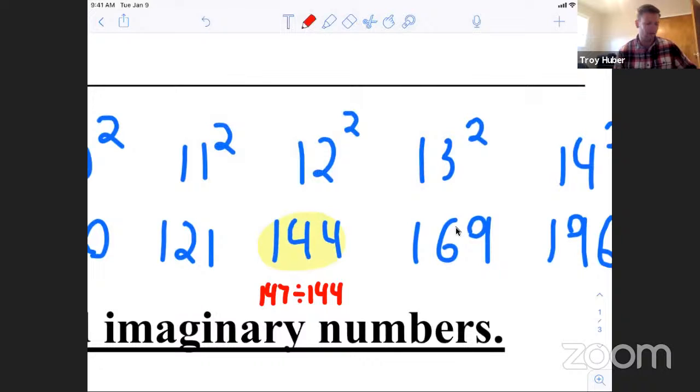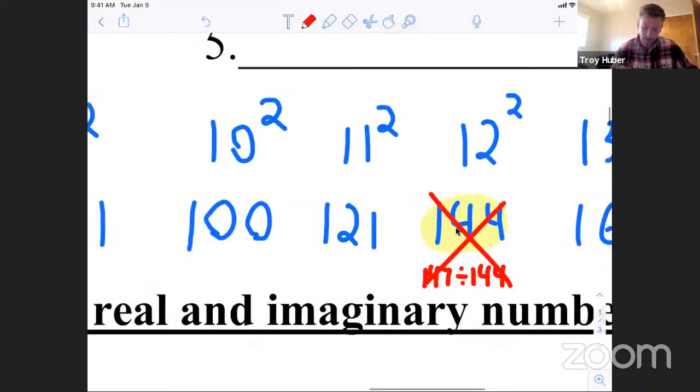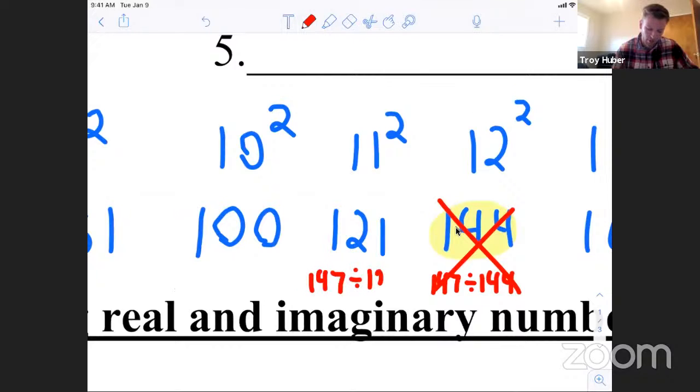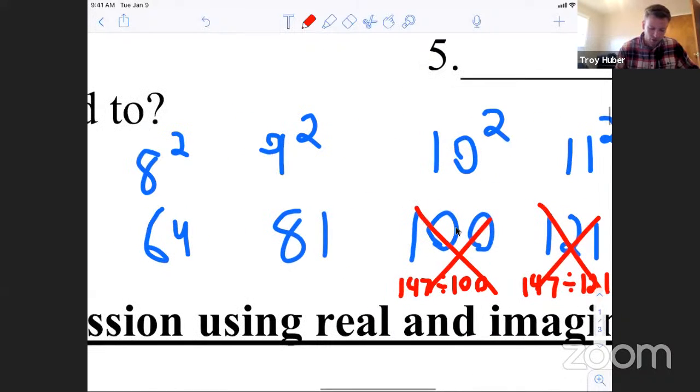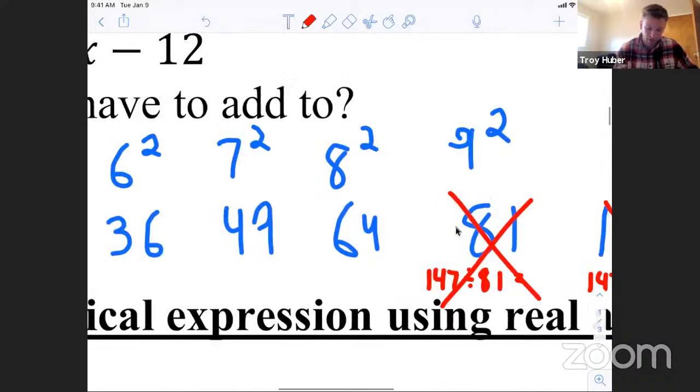Go ahead, type that in, 147 divided by 144. Ooh, not so nice of an answer. I got like 1.020833333. If you get any sort of decimal, that is not the one we want, and then we move to the next one. So now I'm going to do 147 divided by 121. 147 divided by 121 is 1.214. Nope, that one doesn't work. I'm going to do 147 divided by 100, still a decimal. Nope. I'm going to do 147 divided by 81, still a decimal. Nope. Let's try 64. 147 divided by 64. Nope.